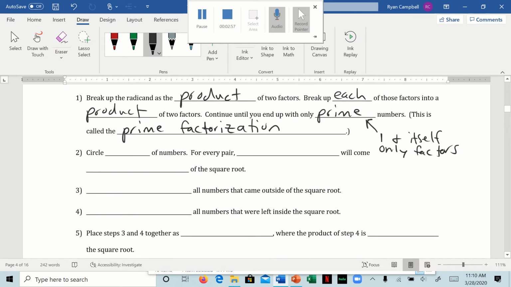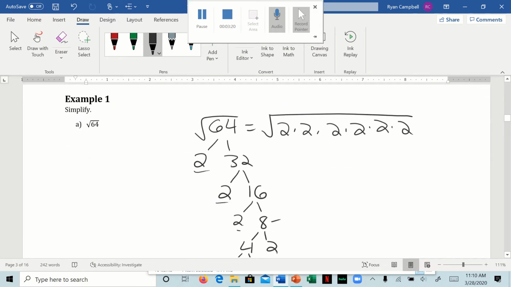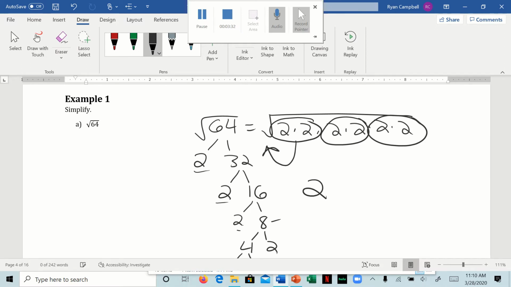All right, so let's look at step 2. We need to circle pairs of numbers. For every pair, one number will come outside of the square root. So here's a pair of 2's. Here's another pair of 2's. Here's another pair of 2's, right? So for this pair, one 2 will come outside. For this pair, one 2 will come outside. And for this pair, one 2 will come outside.